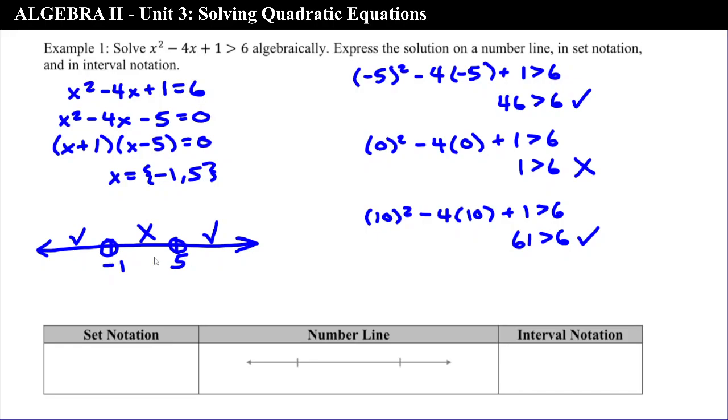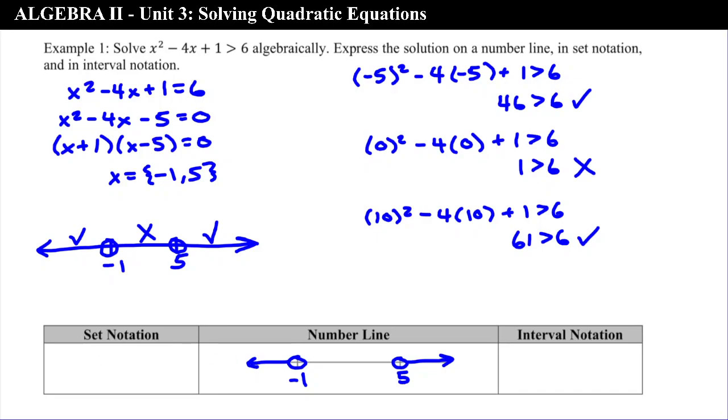All right, now that we have the parts that are included, we come down to our solution number line, and we're going to put negative 1 and 5. They're both going to have open dots. And then we're going to have a line going from negative 1 to the left, and a line going from positive 5 to the right.